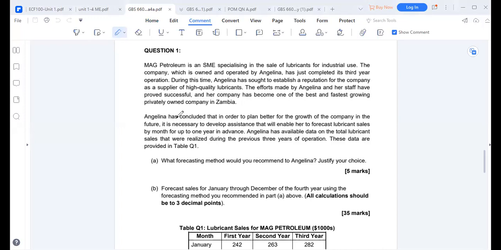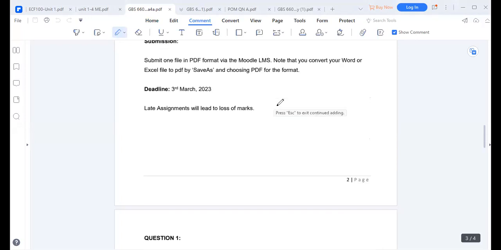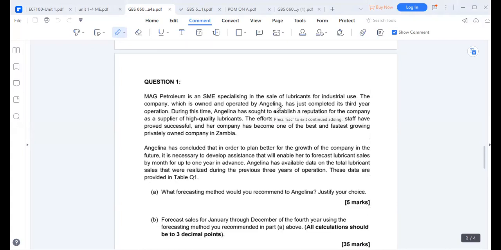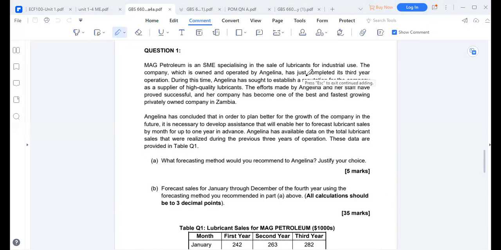Okay, so we are now looking at an assignment review, which is the GBS 616, Production and Operation Management. So there are two questions that came in this assignment.